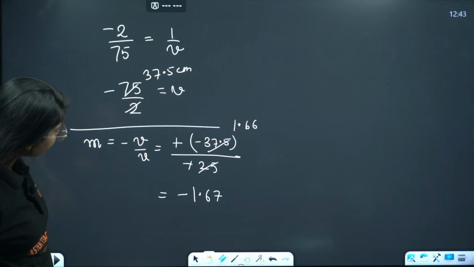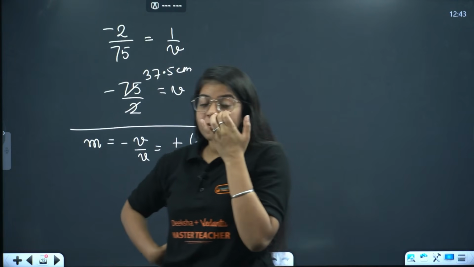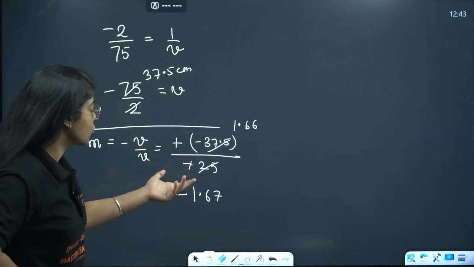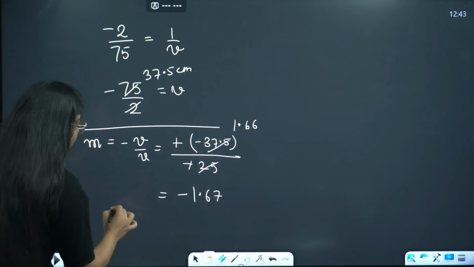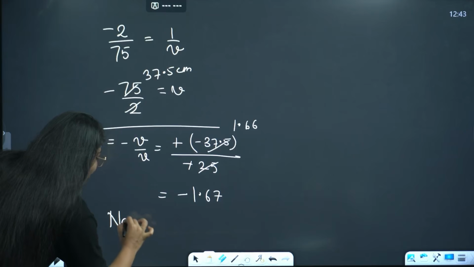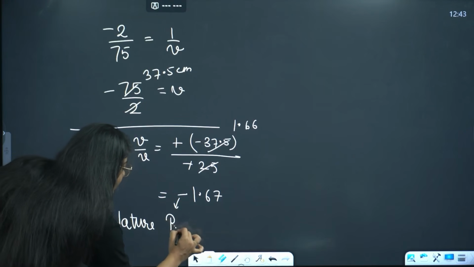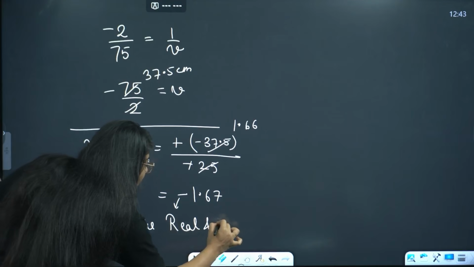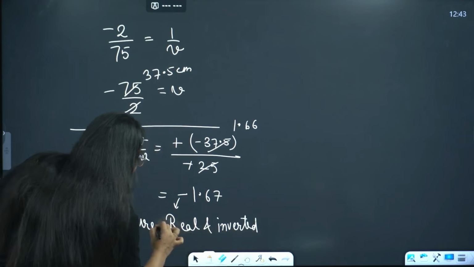Right? Correct, everyone? Done. Now we got magnification. Magnification is negative and more than 1. So for the nature of the image, from the negative sign we can decipher that it is real and inverted. It is real and inverted, right?